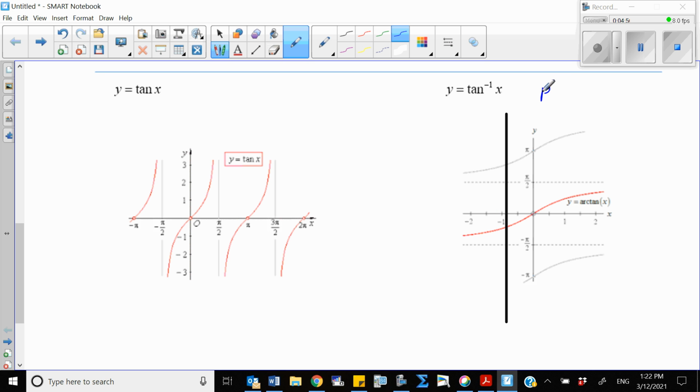The restricted range is all the y values which are between negative pi over 2 to pi over 2. Do I put equal sign this time? No, because at negative pi over 2 and pi over 2, I have a horizontal asymptote. They were a vertical asymptote for tangent. Now they are horizontal asymptote.